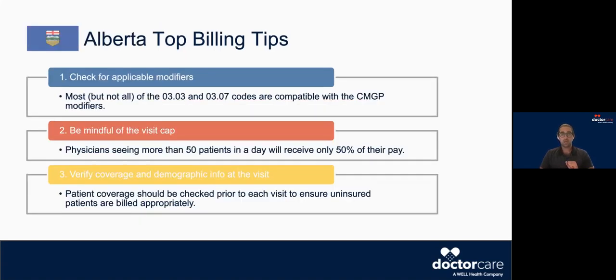I'm going to go over to Alberta now. The first one here is to check for applicable modifiers. Most, but not all, of the 03.03 and 03.07 codes are compatible with CMGP modifiers. Physicians should always double check to make sure they're maximizing this billing potential. We've actually run audit reports to double check if we think physicians might have missed it, and there's often quite a bit of money left on the table here.